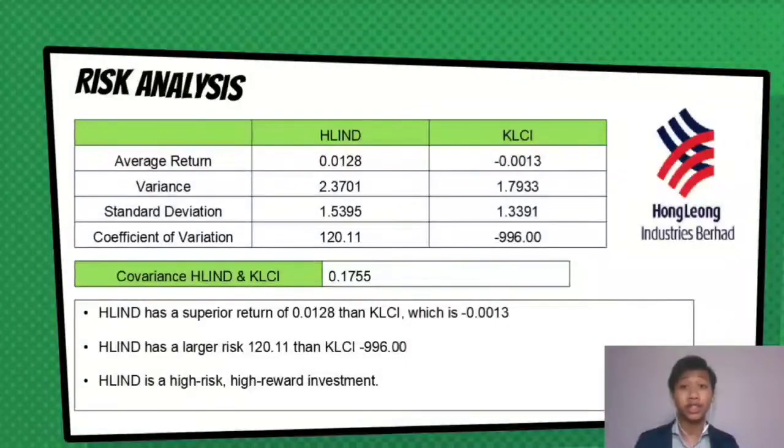I will proceed with the next topic, which is risk analysis. In terms of average return, we can conclude that Hong Leong Industri Berhad has a better return of 0.0128 than KLCI, which is negative 0.0013.